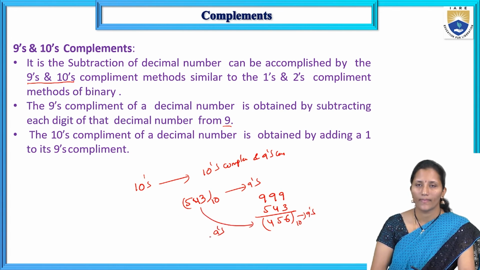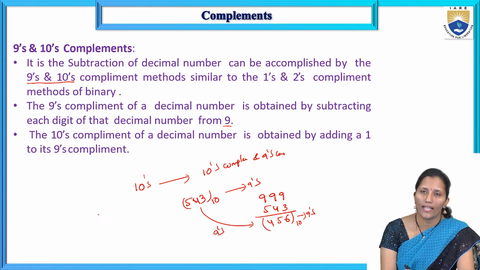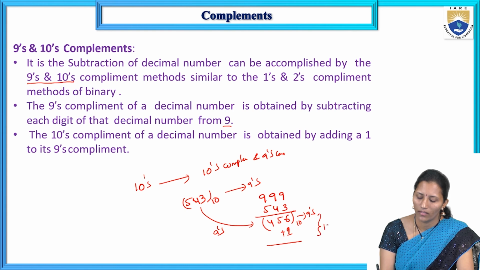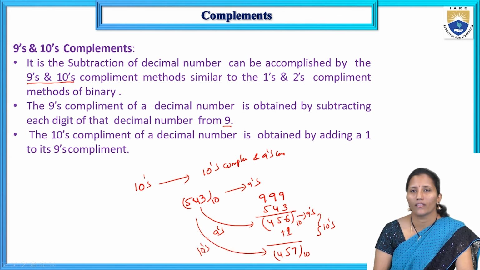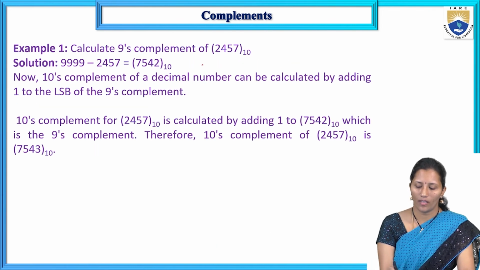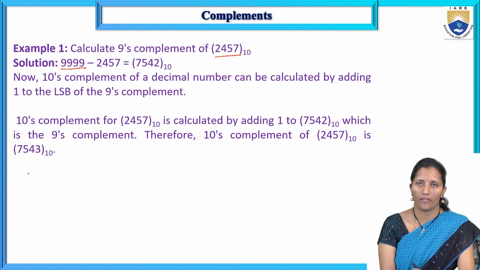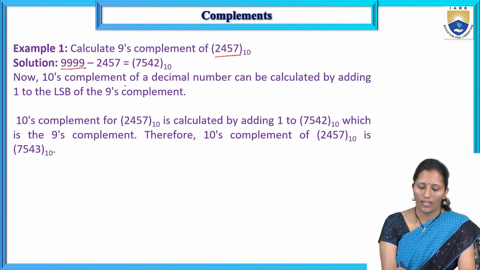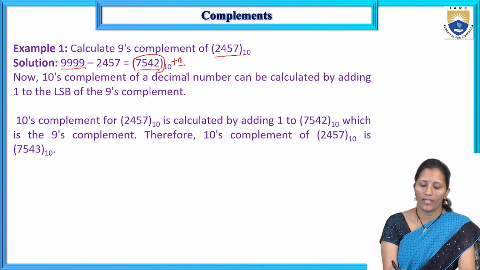This is the 9's complement of 543. To get the 10's complement of this number, we add 1, so 457 is the 10's complement of 543. Here is another example, 2457. To find the 9's complement, each digit is subtracted from 9 and you get 7542. If you add 1 to this result, you get the 10's complement.